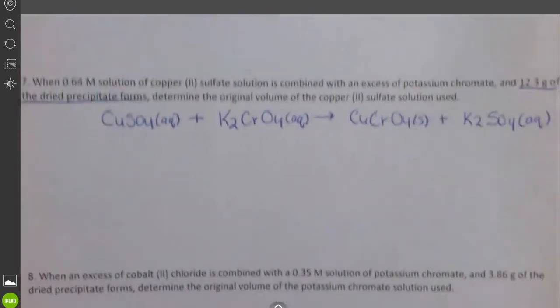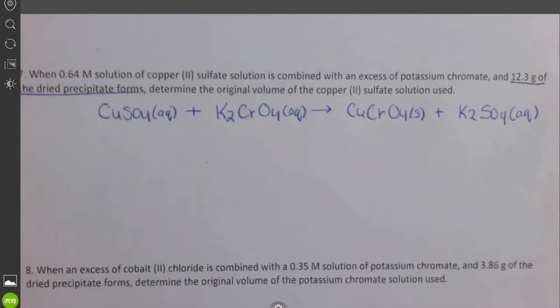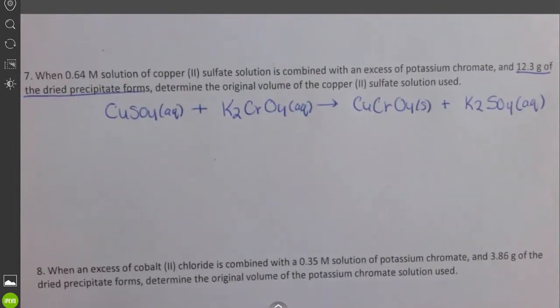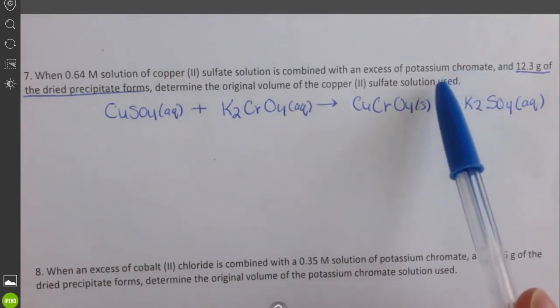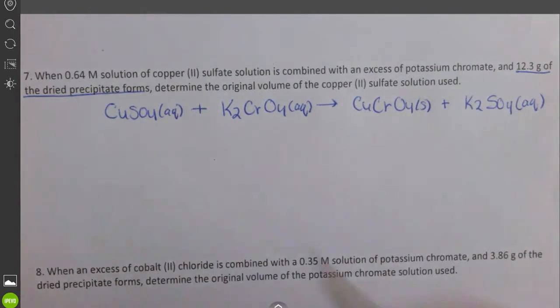Okay, so number 6 is just like it. 7 is very similar. If you jump down a little bit, you're given very similar information, except in this case, you're given the molarity of the limiting reactant, and then you're given the amount of precipitate, and you're asked to find volume. So you can kind of assume here what that part is going to look like.